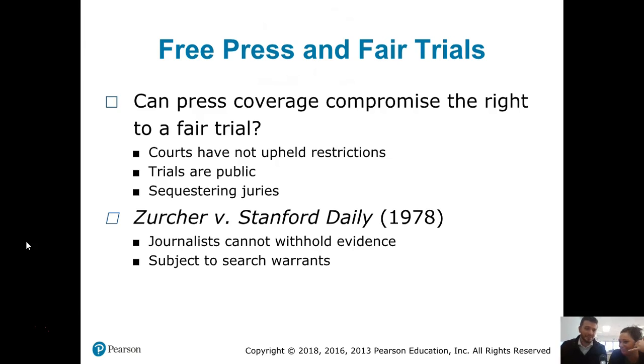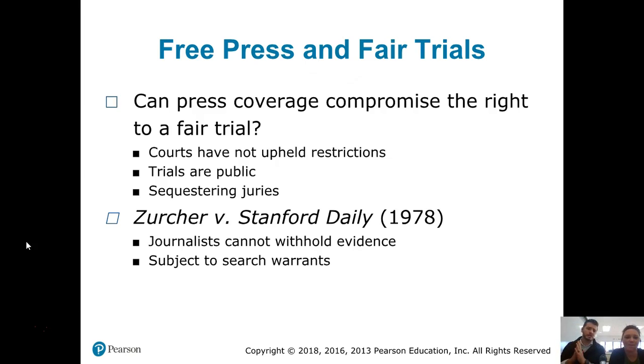Anyway, that's what sequestering them is, and that is to keep them away from the undue influence of your peers, of the media, anything like that. They want you to make the best decision possible, only based on the evidence in front of you.